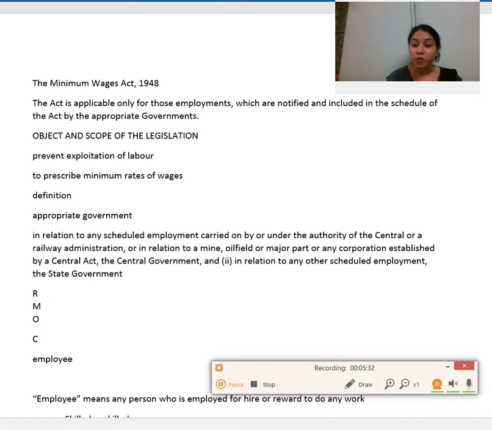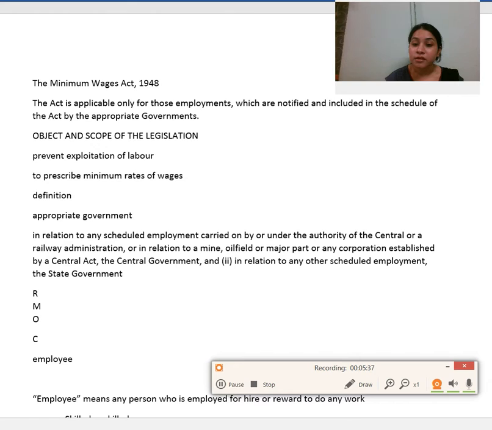So in relation to any other scheduled employment, that is any employment other than railway, mines, oil field, and corporation established by the central government, the appropriate government would be the state government. I have listed this as RMOC. In case you have any problem in remembering the appropriate government, always remember that in relation to RMOC, the appropriate government is the central government, while in relation to any other scheduled employment, the appropriate government is the state government.